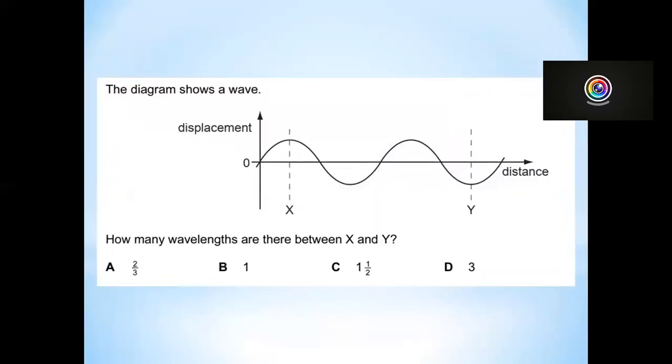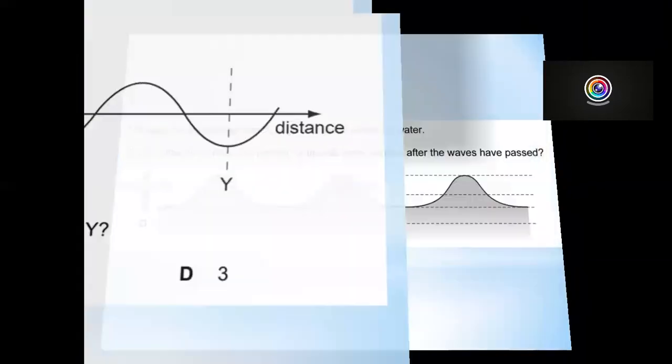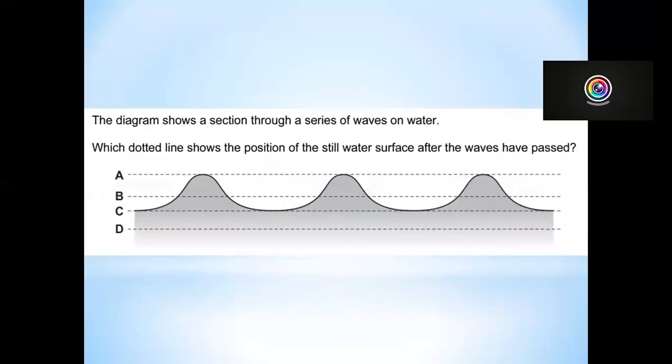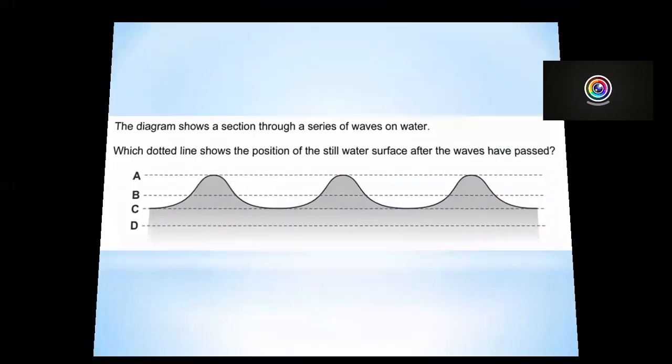The diagram shows a wave. How many wavelengths are there between X and Y? Attempt this question and send me the answer. The diagram shows a section through a series of waves on water. Which dotted line shows the position of the still water surface after the waves have passed? Attempt also this question and then send me the answer.